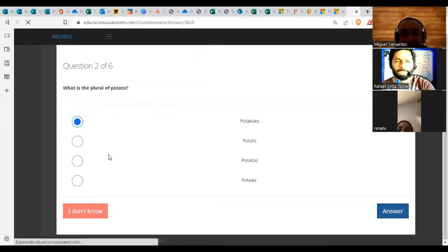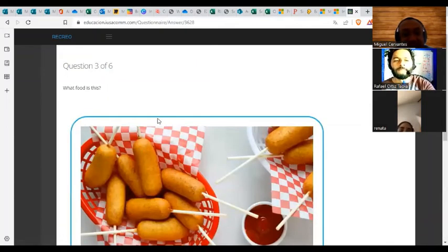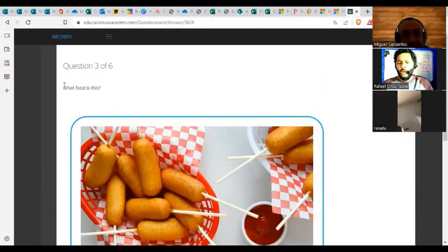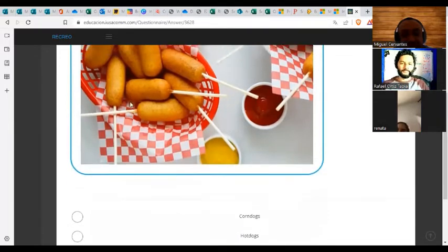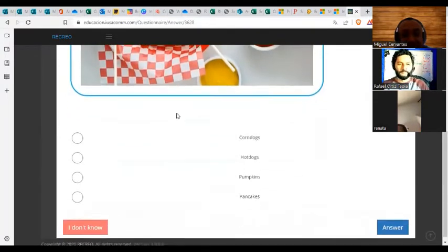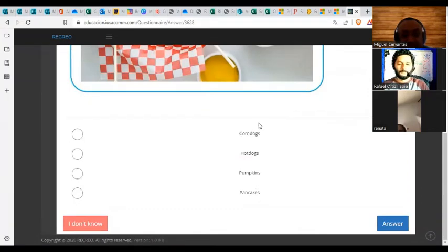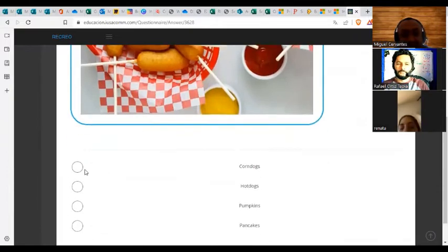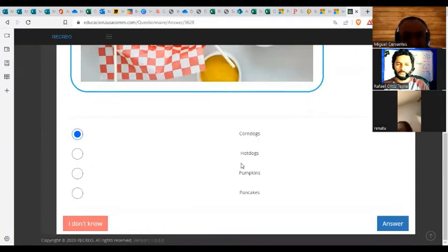Y le das en contestar. ¿Qué pasa, Rafa? Perdón, no vi bien. En el punto que marcaste, ah, mira, no me salió toda la pantalla. Como aquí, mira, dice, what food is this, ¿no? ¿Qué comida es esta? Pues aquí ves la imagen. Aquí te da las opciones de respuesta. De acuerdo a la imagen, esto en inglés se llama corn dogs. Esas son las opciones de respuesta y tienes que indicar cuál es la correcta. Selecciona la correcta y le das clic en contestar.